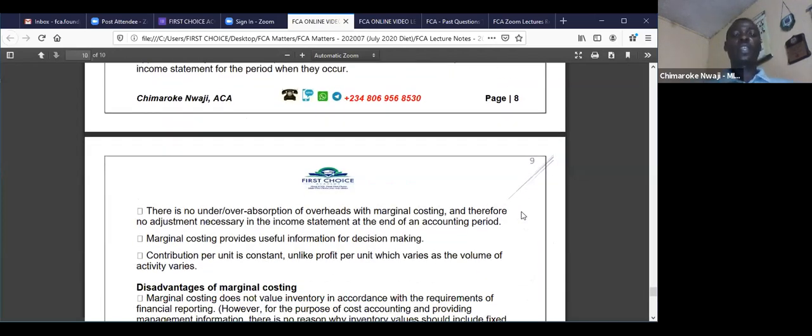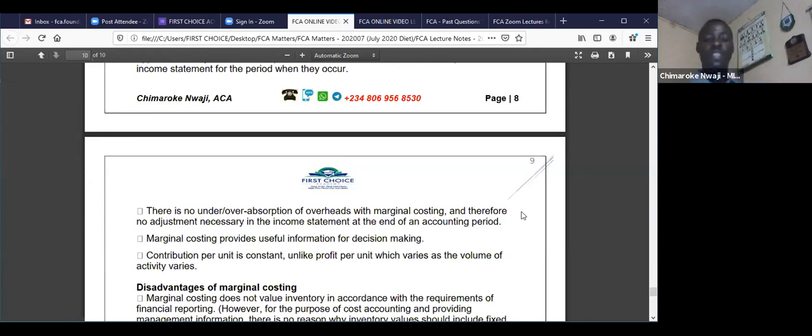There is no under or over absorption of overheads with marginal costing, and therefore there is no need to adjust the income statement. And marginal costing provides useful information for decision making. Contribution per unit is constant, unlike profit per unit, which varies with the level of activity.